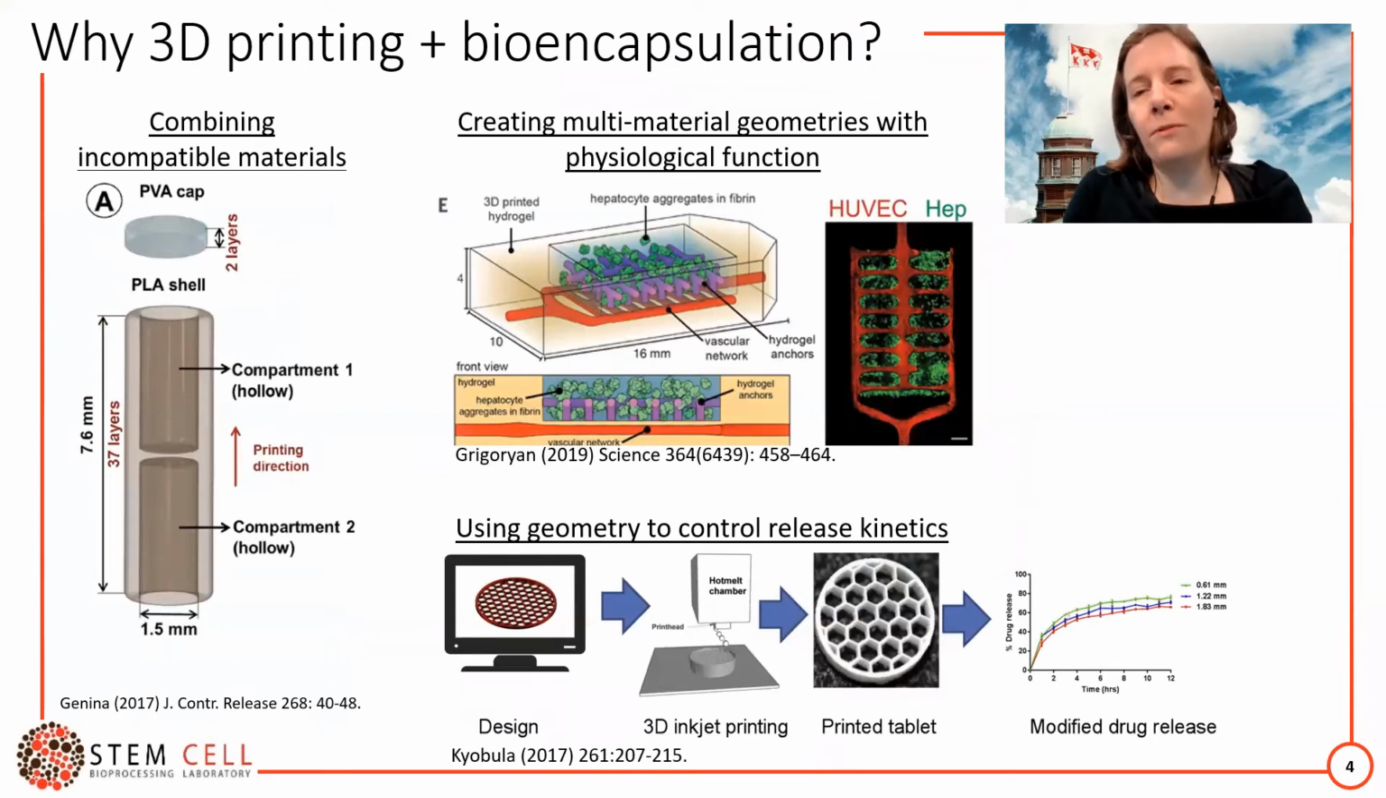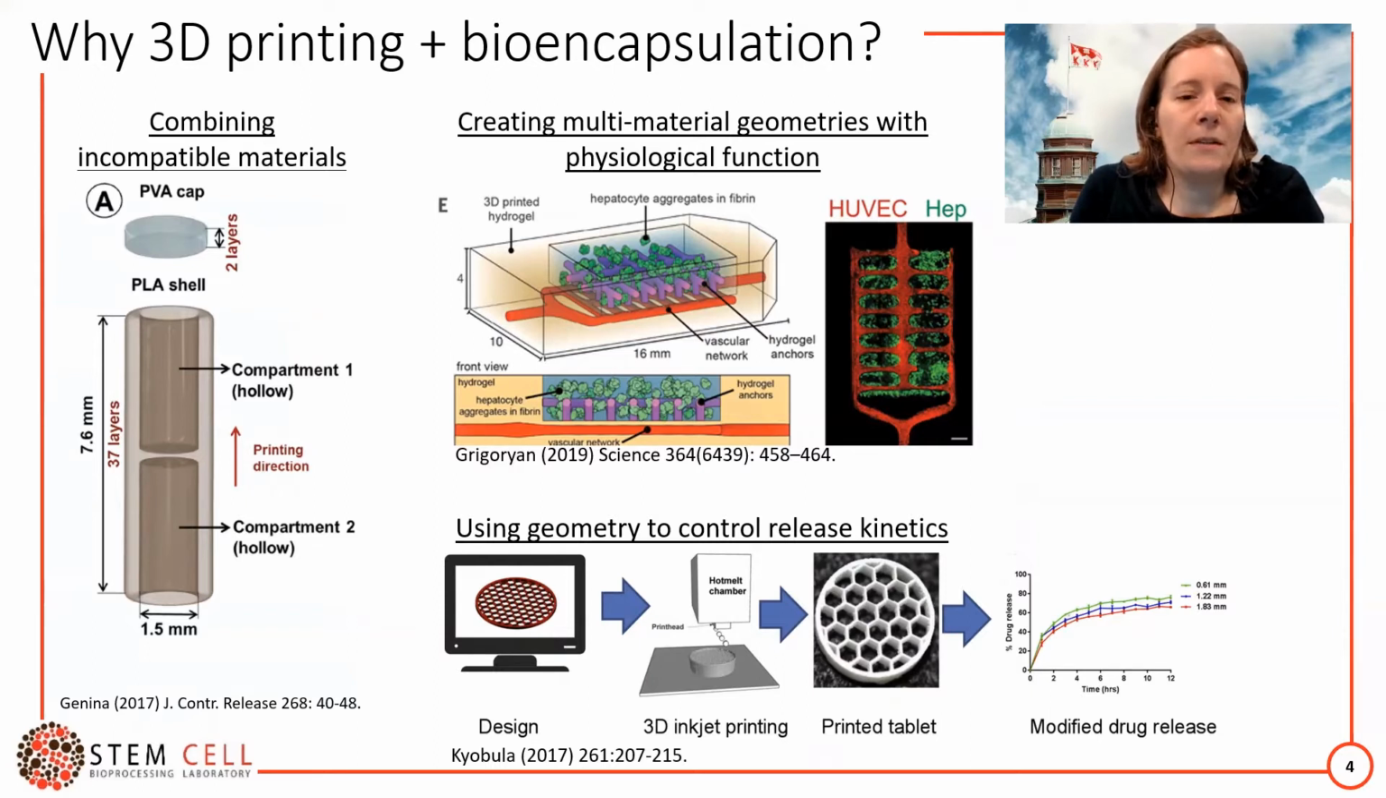So why would you want to combine bioencapsulation and 3D printing? Encapsulation generally is used to protect an active ingredient from the environment or to control its release. This is not exhaustive, but generally what encapsulation is used for. Whereas 3D printing really provides control over geometry and allows multi-material assembly.